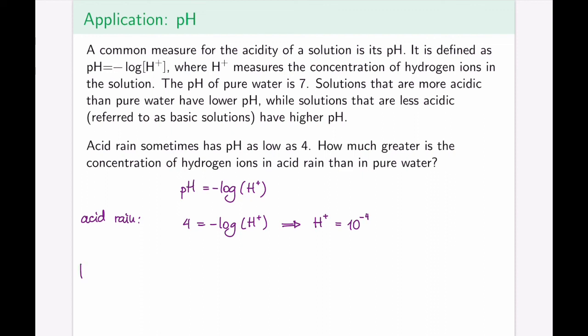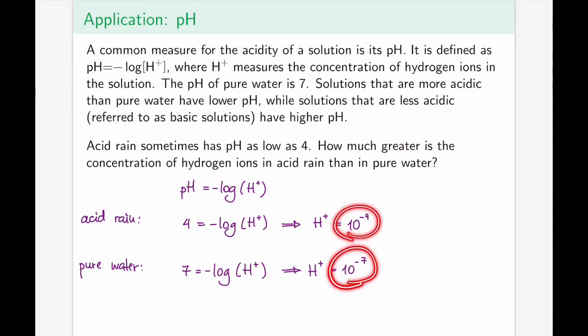I can follow through the exact same calculations for pure water. So I have 7 is negative log of the concentration of the hydrogen ions in pure water, and solving for this will give me 10 to the negative 7. So if I'm comparing the actual pure concentrations, these are the two numbers that I have to compare. So here, how much greater? Well, we can divide one by the other, right? So combining these two together, I can take a look at what is the ratio between the concentrations in acid rain and the concentrations in pure water.